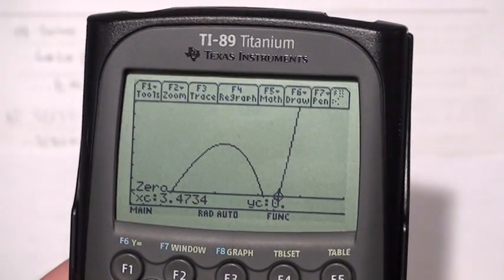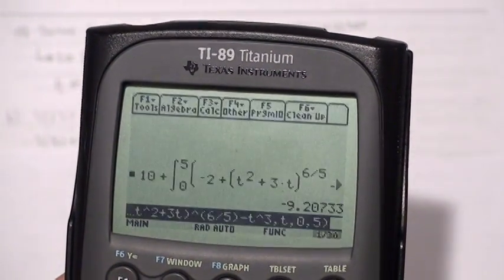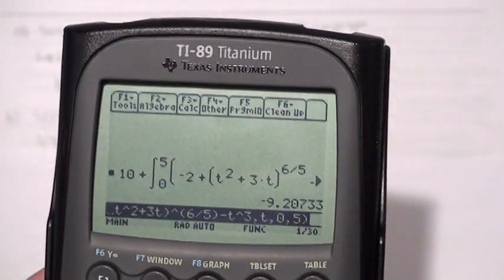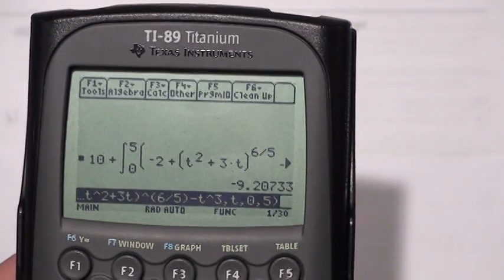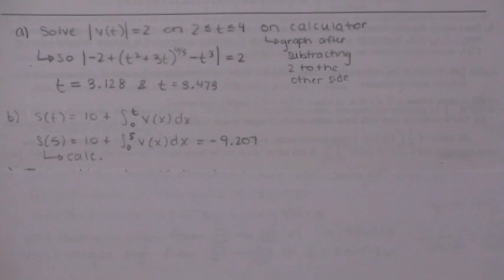and then you solve that on your calculator. Let's go to our home screen, and I've done that here for us already. So you plug in 5 and you're going to get negative 9.20733. And that's B.